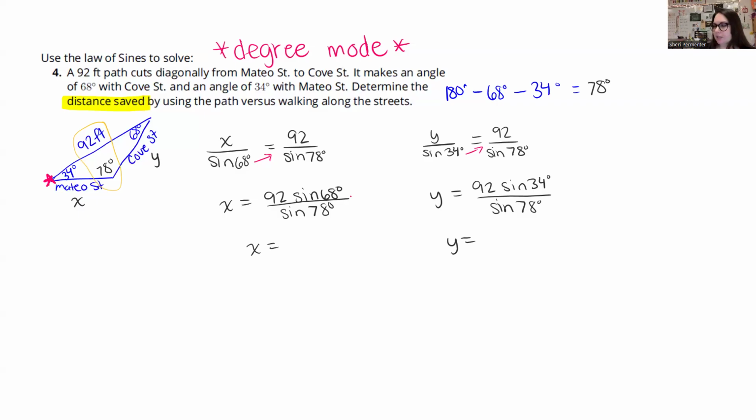What did y'all get for X? I agree. What's the units? Feet. Somebody else, what is Y? 52.6. All right, we said that we need to add up X plus Y. So we get 87.2 plus 52.6. What do we get?